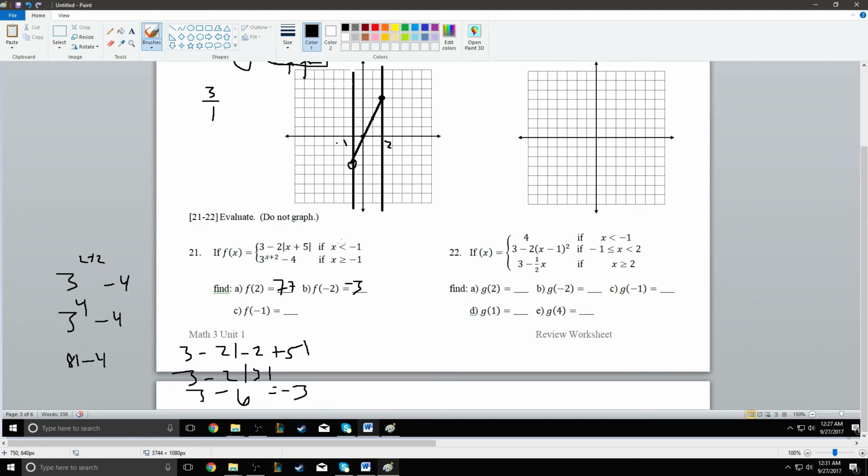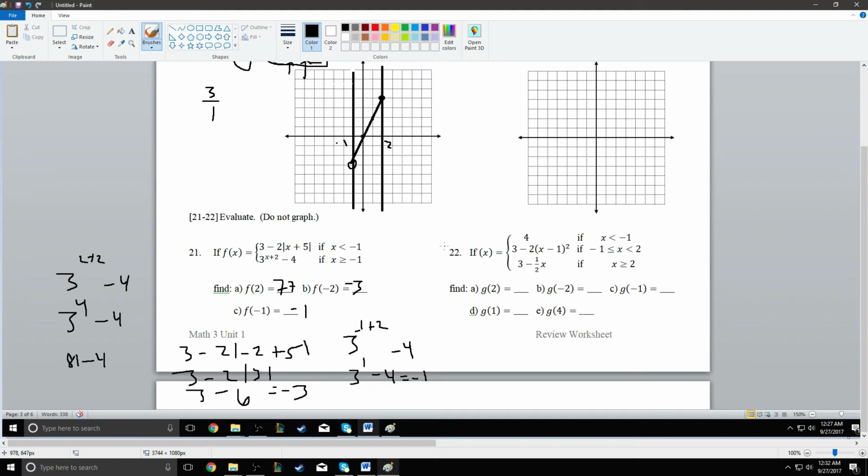And the last one, -1 is not less than -1. It is either greater than or equal to -1. So you're going to plug it into this function. So it's 3 to the -1 plus 2 power minus 4. Or that's 3 to the 1st power minus 4, which comes out to -1.